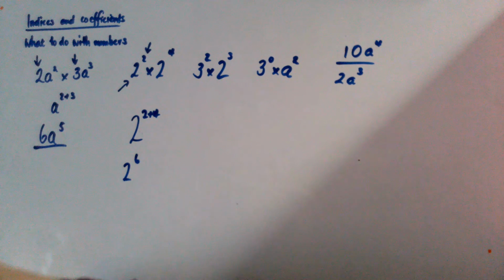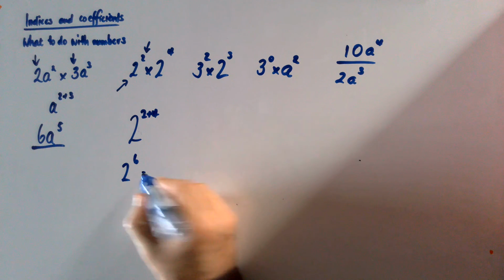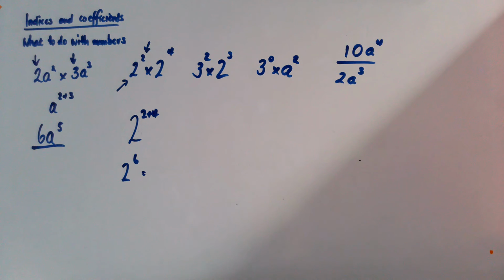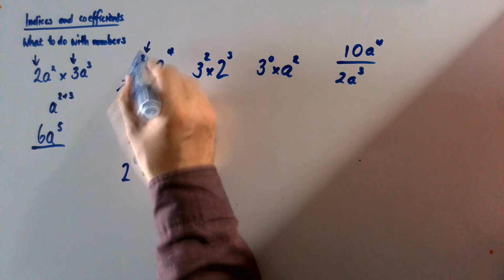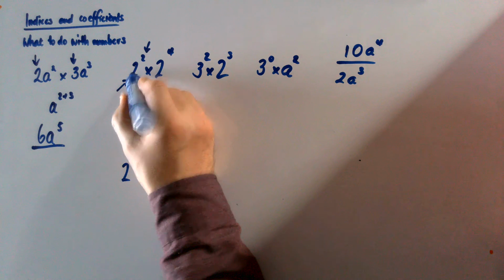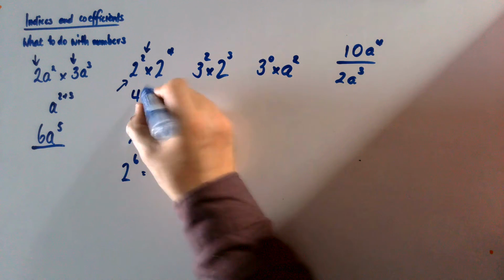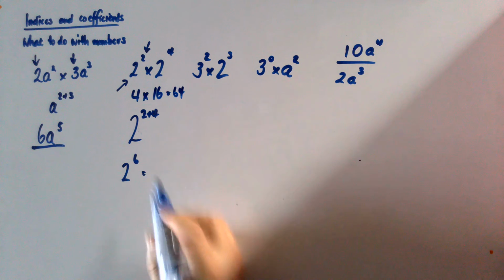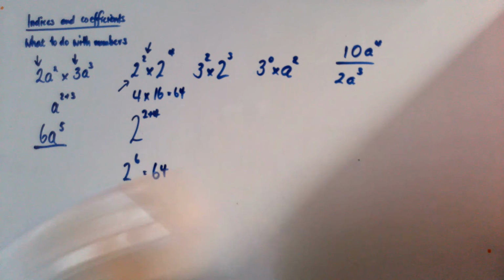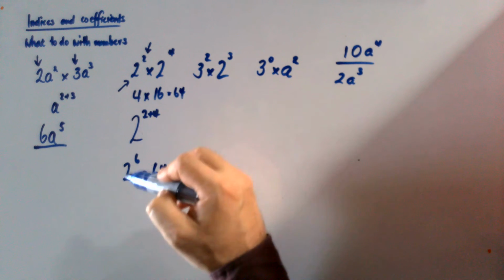Now 2 to the power of 6 we can actually write as a number. So that's actually 2 times 2 times 2 times 2 times 2 times 2, 6 times. But we can also change these ones here into numbers as well. So 2 to the power of 2 is 4, and 2 to the power of 4 is 16. And of course 16 times 4 gives us the answer of 64. And that of course is what 2 to the power of 6 is. So we can jump in between numbers and indexes.